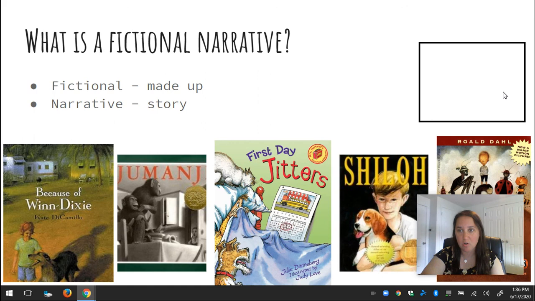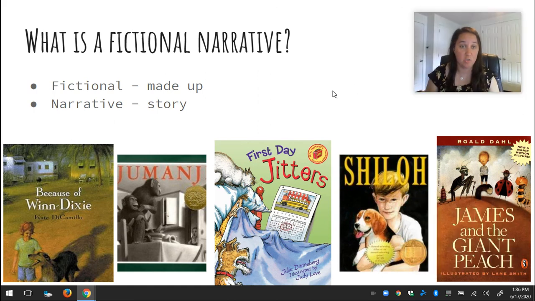So first I want to talk a little bit about what a fictional narrative is, because by the end of these few weeks, you will be writing your own fictional narrative. If you think about the word fictional, you know that fictional means something that's made up, okay? And the narrative part is the story. So a fictional narrative is just simply a made up story. Here are some examples of fictional narratives that you might be familiar with. They are simply stories that are made up.